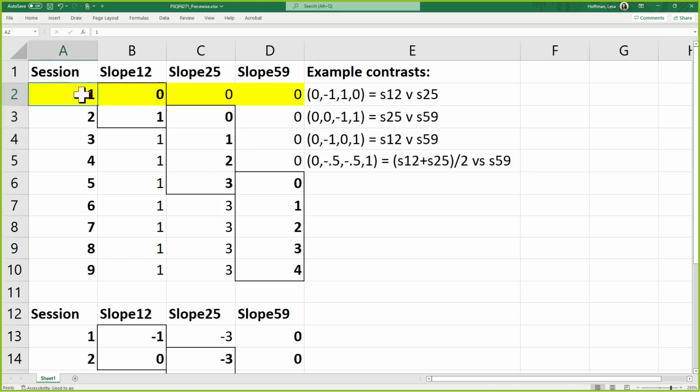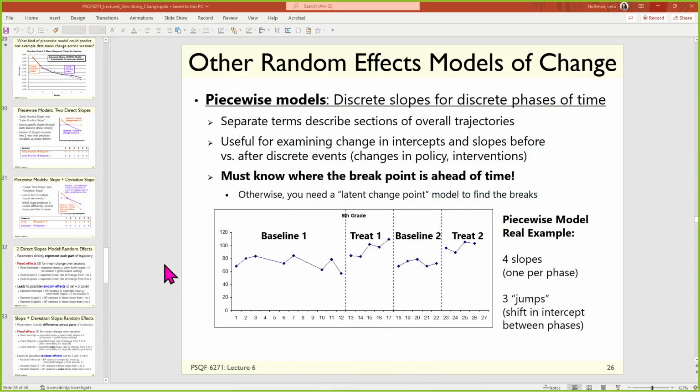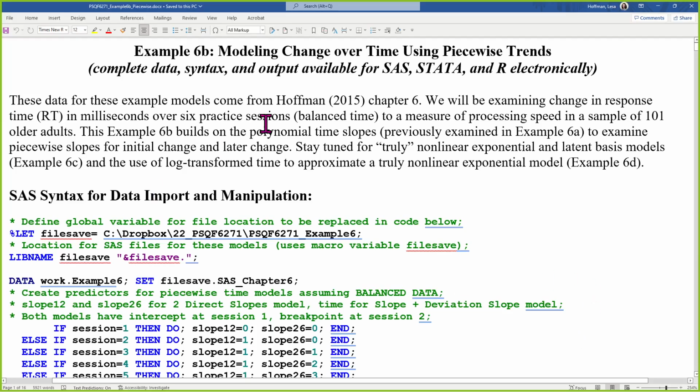So, point being, the coding scheme needs to reflect your interests about when change should happen and when change should differ between sections. That's usually based on the design of the study, such as in multiple baseline types of intervention research. Okay, so that method of coding that I just showed you, the direct slopes, is going to tell you about change during each phase as its own entity. Let's take a look at how that would be implemented. Shall we look at an example?